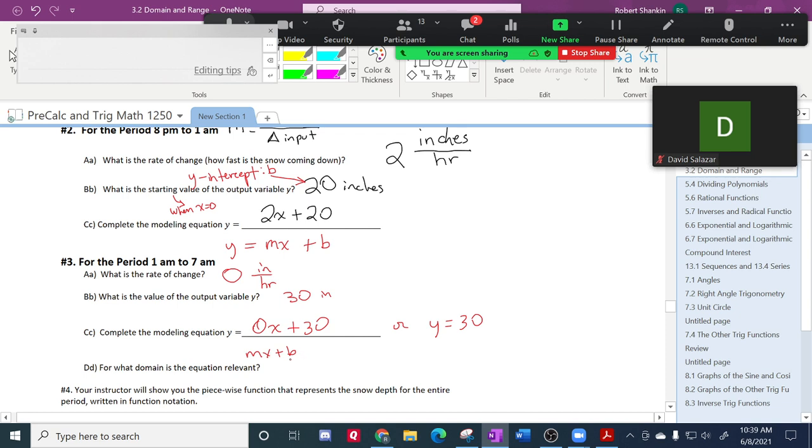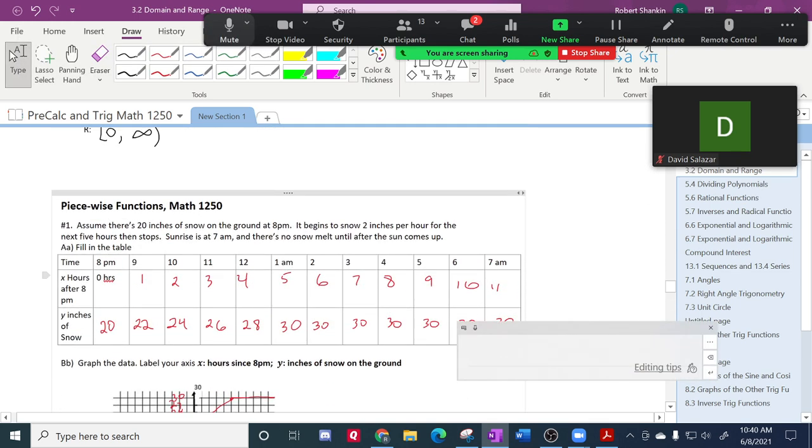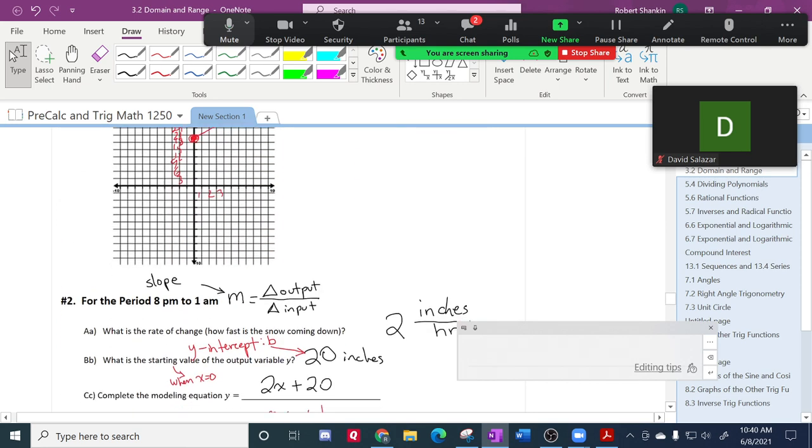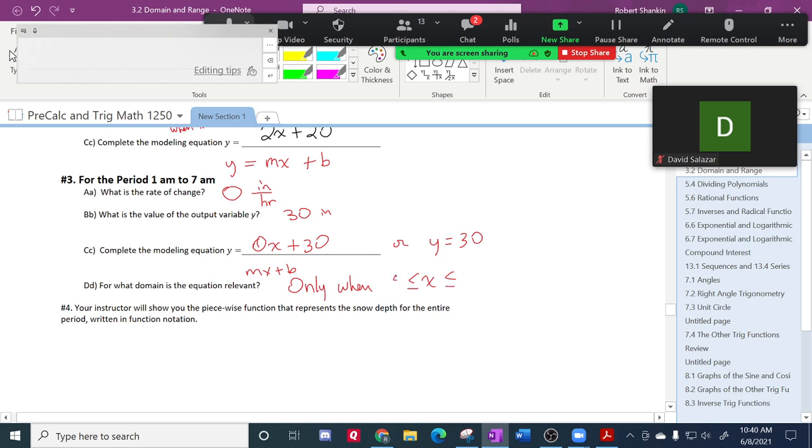For what domain is this equation relevant? Only when x is what? When x is between 5 and 11, then that equation applies. X is between 5 and 11.